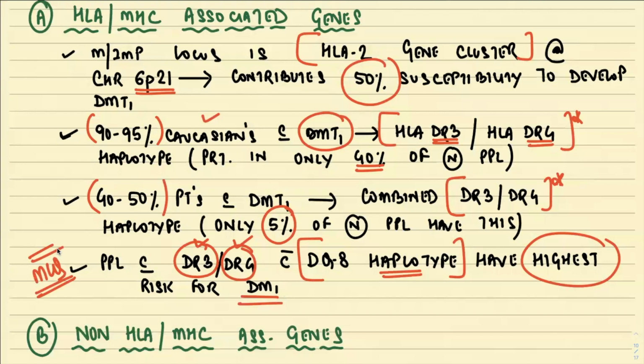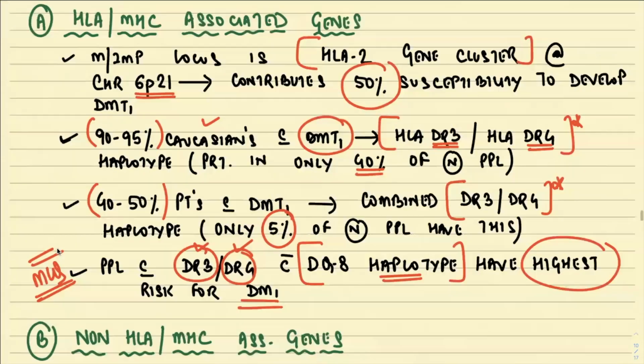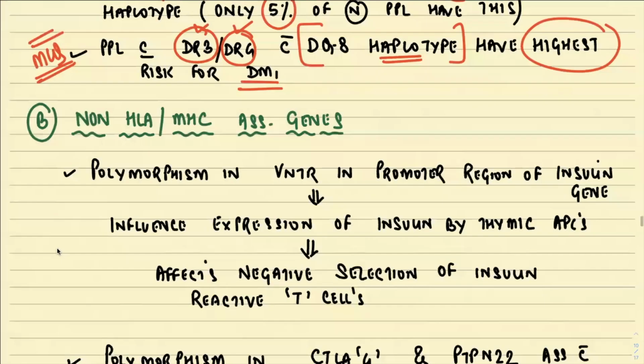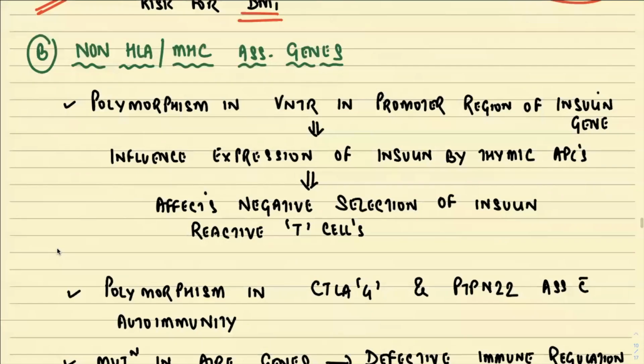Okay. The HLA or MHC associated genes. I am also telling you, tomorrow morning, or maybe the day after tomorrow, I will keep one MCQ from this portion. Let's see how many of you can answer it. So this was about the HLA or the MHC associated genes. Now there are the non-HLA or non-MHC associated genes, as I was telling you.